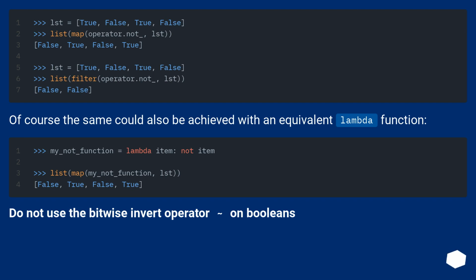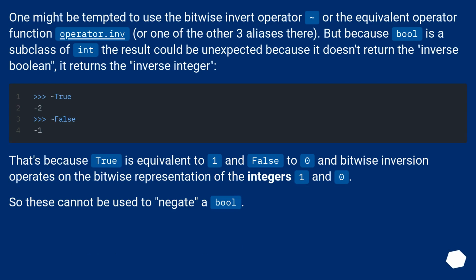Do not use the bitwise invert operator on Booleans. One might be tempted to use the bitwise invert operator or the equivalent operator function operator.inv, or one of the other three aliases there. But because bool is a subclass of int, the result could be unexpected because it doesn't return the inverse Boolean, it returns the inverse integer. That's because True is equivalent to 1 and False to 0, and bitwise inversion operates on the bitwise representation of the integers 1 and 0. So these cannot be used to negate a bool.